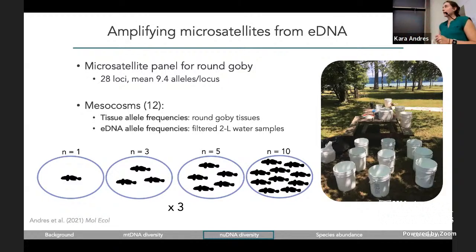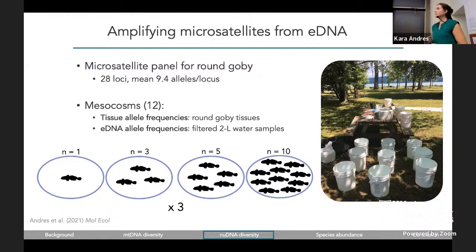All right, so like I said, it really had not been demonstrated that we could pull out nuclear genetic information from environmental DNA samples. And so I wanted to first start with a mesocosm experiment just to demonstrate that this would be possible. So first I designed a microsatellite panel. This is a nuclear genetic marker, microsatellite. And this panel consisted of 28 loci, or 28 genetic markers, with an average of 9.4 alleles, or 9.4 genetic variants, at each of those loci.